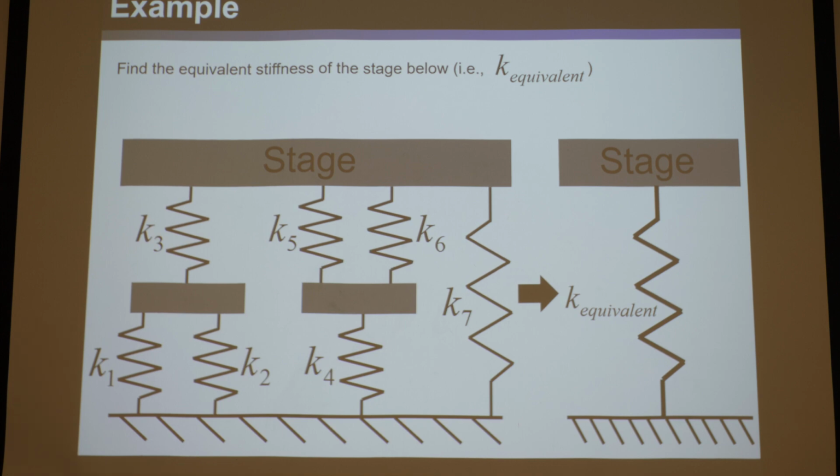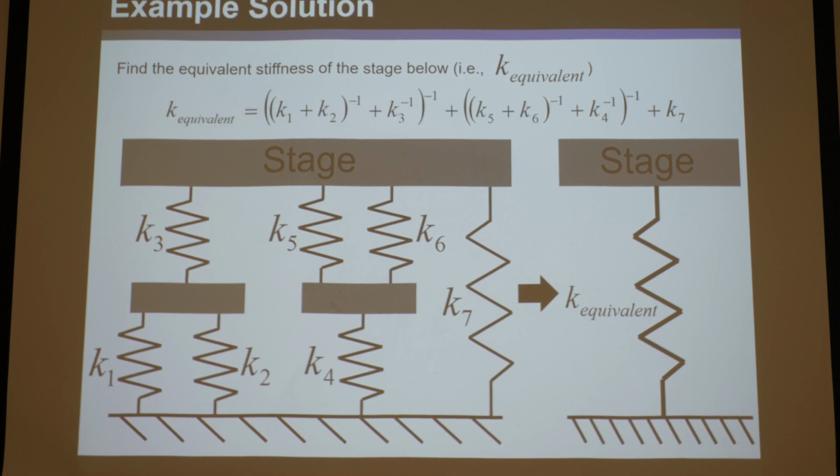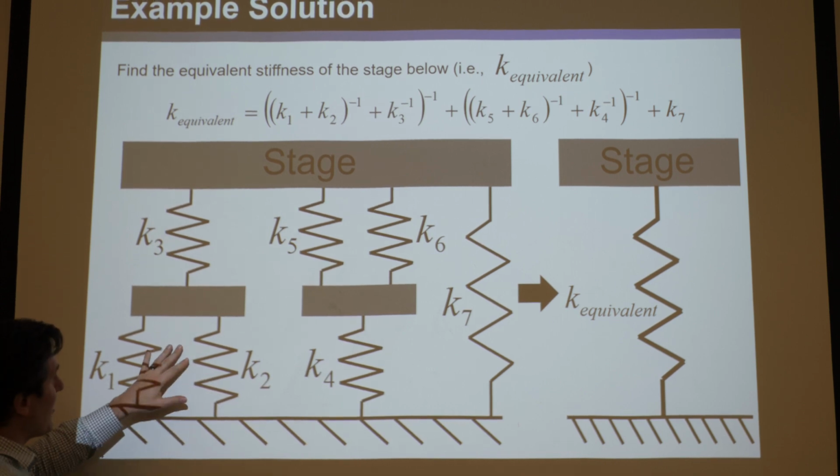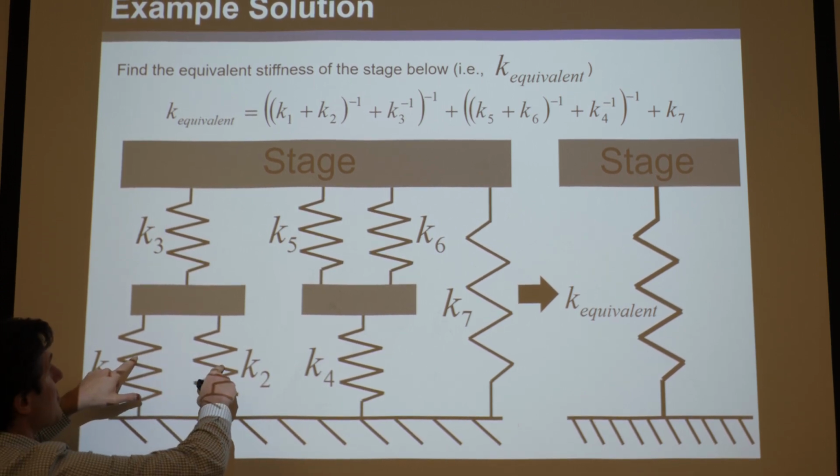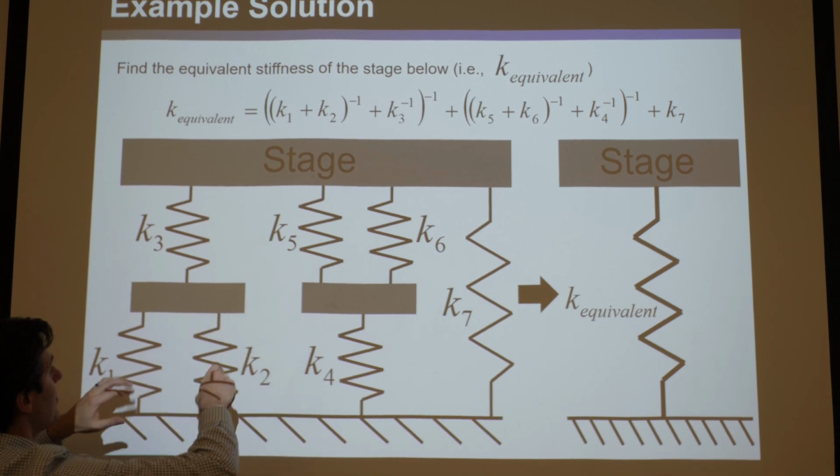Okay, so go ahead and put me on pause and do that after what I just taught you. Okay, welcome back, and here's the solution. Because these are in parallel, you just add them. So there's K1 plus K2, great.